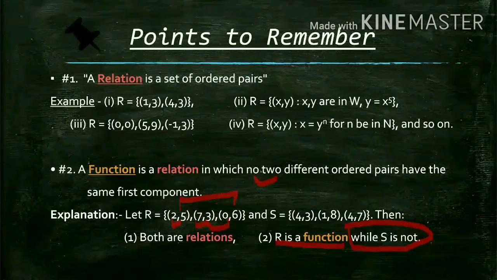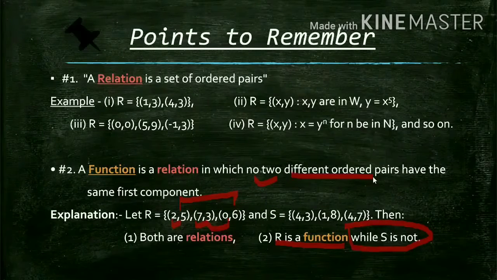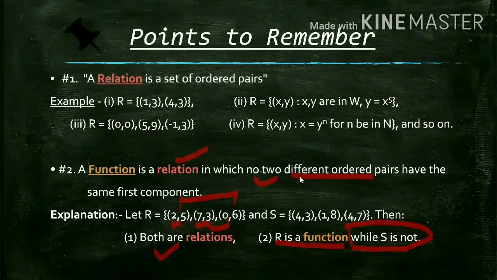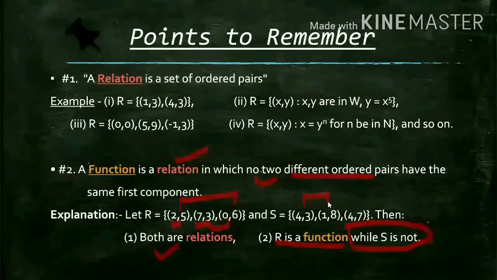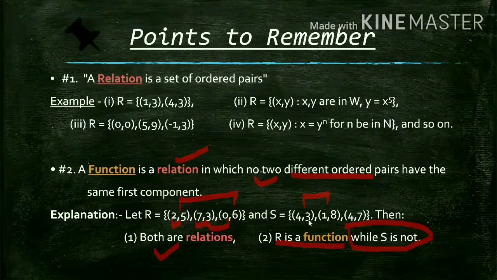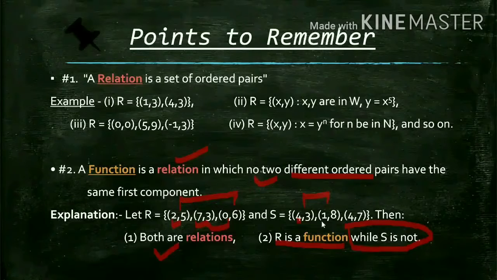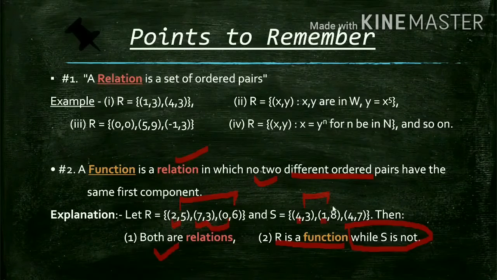While S is not a function. Okay, so again, I need to verify the second property only, because the first one is already verified in the first part. So we just need to verify this second property. Let me start picking any two different ordered pairs. Let me pick (4, 3) and (1, 8). These are two different ordered pairs, right? They do not have the same first component because 4 is not equal to 1.